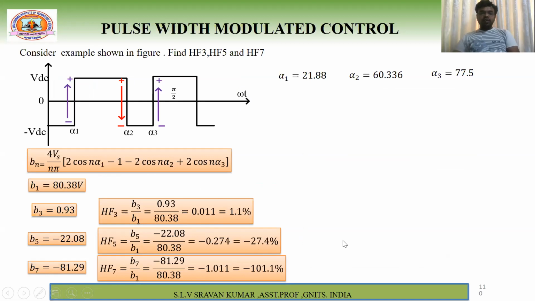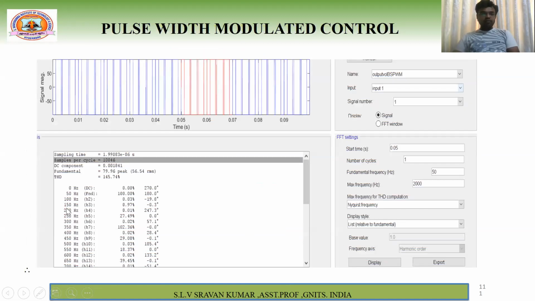So next slide. Here, what is the harmonic factor you got? 0.97. We got 1.1 percent. Next, H5 is 27.4, of course very near. H7 is there. We got 109, 101, and here it is 102.36, like that. So you are getting some slight errors, but the fundamental component B1 is the same. That's our answer. Right.